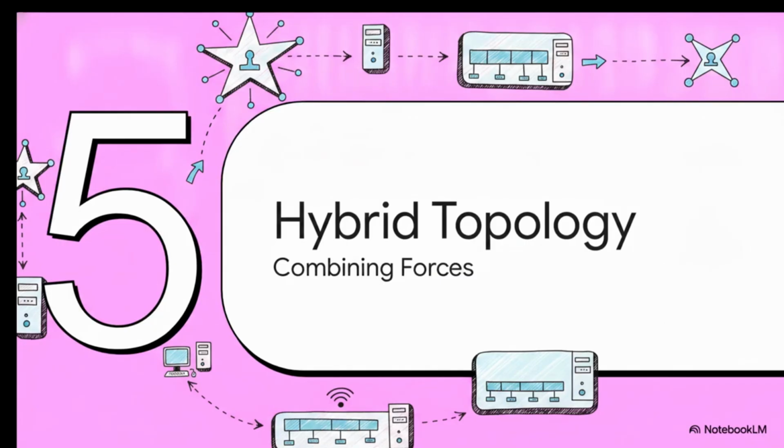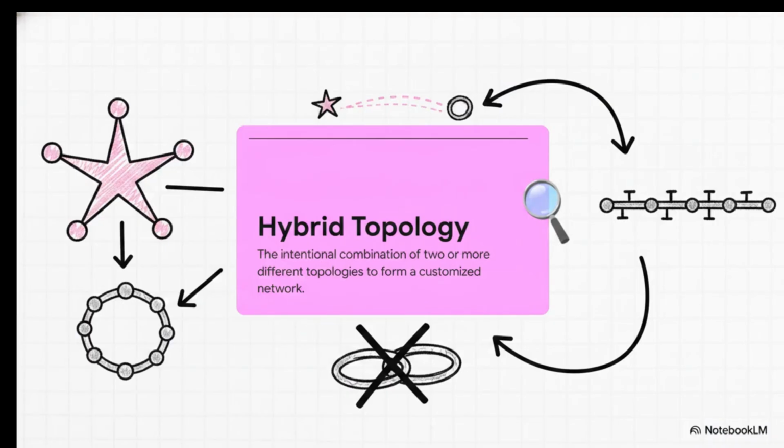Section 5. Combining forces, hybrid topology. Finally, let's look at how these building blocks come together in the real world, because it's pretty rare that one single approach solves every problem perfectly. And that brings us to the hybrid topology. Now, it's absolutely crucial to note that combining two of the same topologies, like just linking two ring networks together, doesn't count as a hybrid. A true hybrid intentionally mixes two or more different architectures.